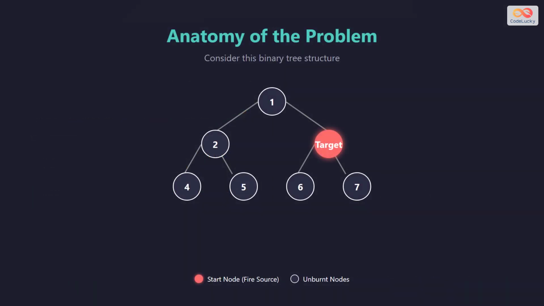Let's visualize this. Consider this binary tree. Node 3 is our target node where the fire starts. At time 0, only the target node is burning. All other nodes, represented in gray, are safe for now.